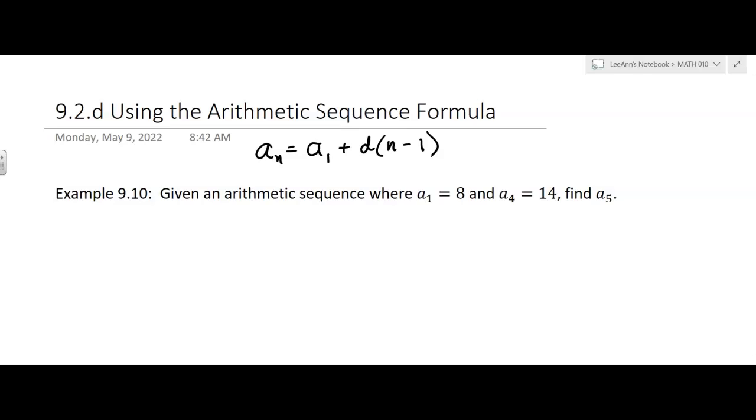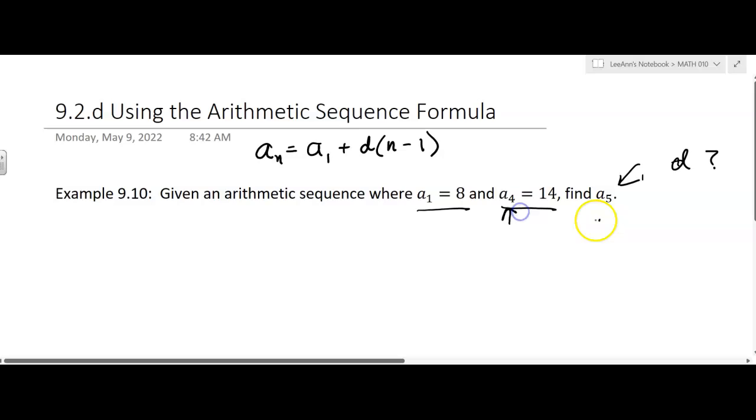Okay, so here's what we have. It says, given an arithmetic sequence where we know a sub 1, we know a sub 4, and they want us to find a sub 5. Well, what we really want to know is what the common difference is. If we knew the difference, then we could go from a sub 4 to a sub 5, right? We could just add the difference.